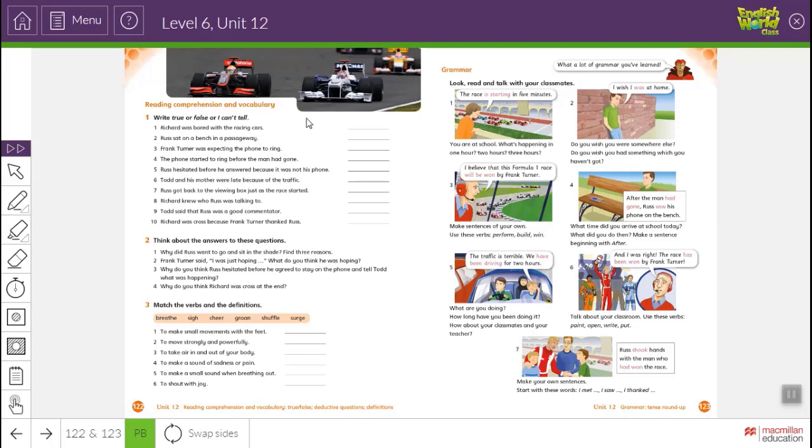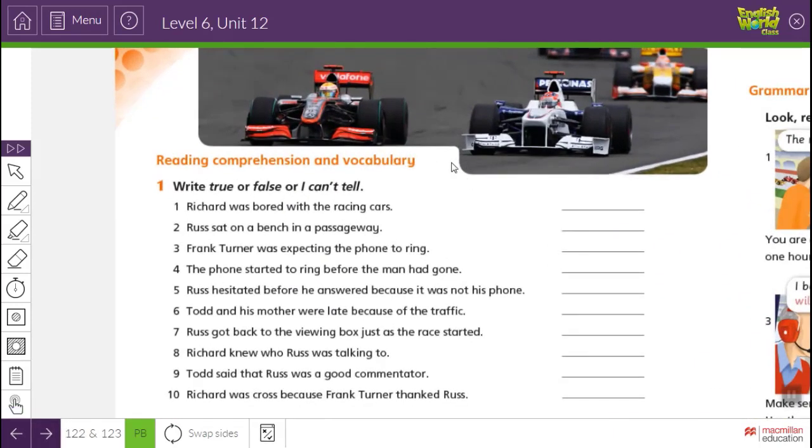Let's start now. Before we start, again I'm going to ask you a question. What can you see here in the picture? Yes, some racing cars, and they are racing now. Okay, reading comprehension and vocabulary. Write true or false, or I can't tell.